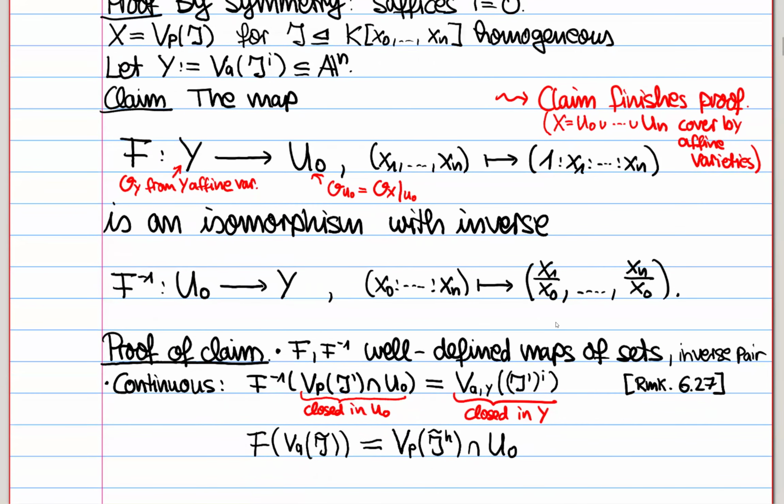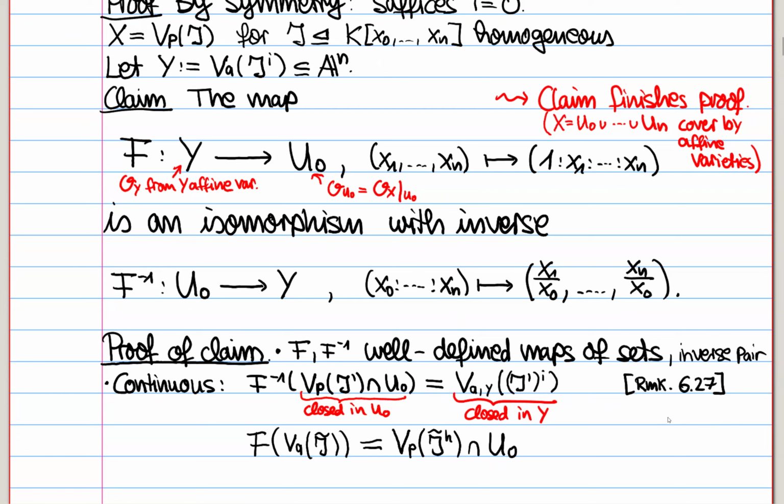Then next, they're both continuous. For this, we have to compute the inverse image of a closed set in U_0. A closed set in U_0 is some projective vanishing locus intersected with U_0. And then if you take the inverse image under this map, you just get the affine vanishing locus inside Y of this dehomogenization of this ideal.